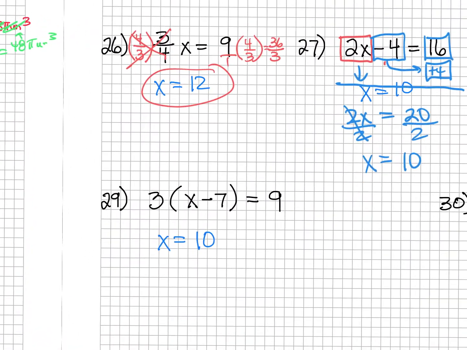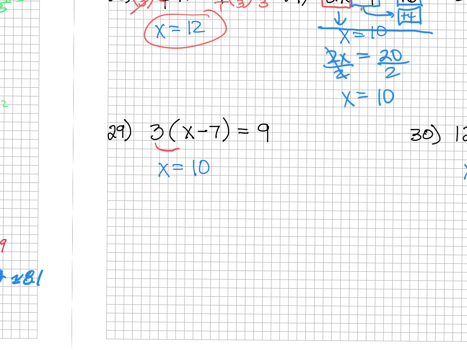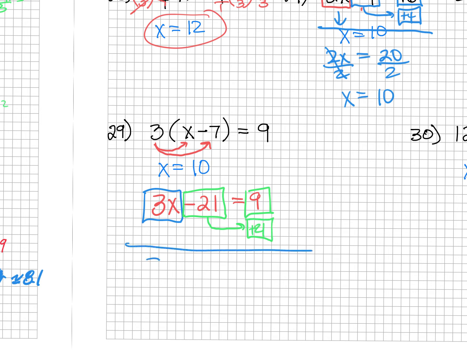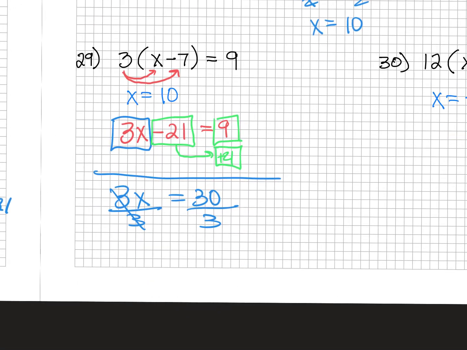All right, over here, let's see. We had to do 3 times x. First thing we had to do is get rid of the parentheses. 3 times x is 3x. 3 times negative 7 is negative 21, equals 9. We've got our x team. We've got our constant team, our number team. So let's take this guy and put it over here with him. Plus 21. So that gives us 3x equals 30. Divide by 3. And we get x equals 10.